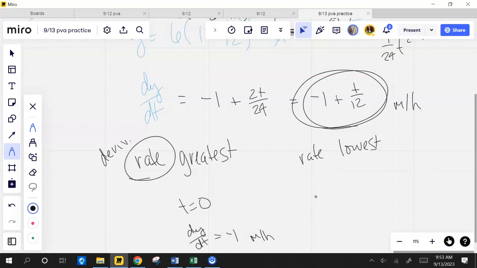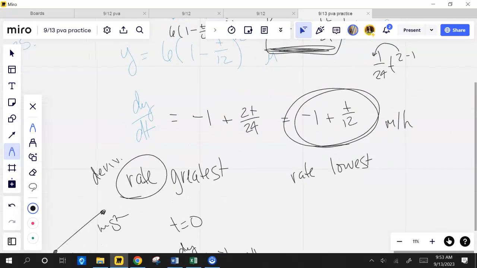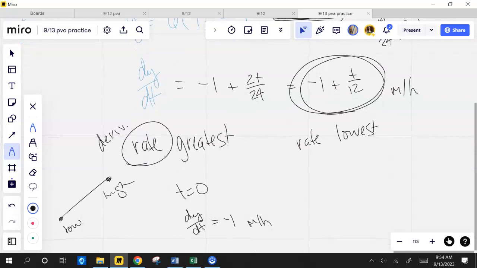If you have a line with a positive slope, when is it the highest and when is it the lowest? Where did it come from? Because it said it takes 12 hours to drain the storage tank. So then at t equals 12, what's my rate? Meters per hour. Well, that's because it's done, right? It's done, so it makes sense.